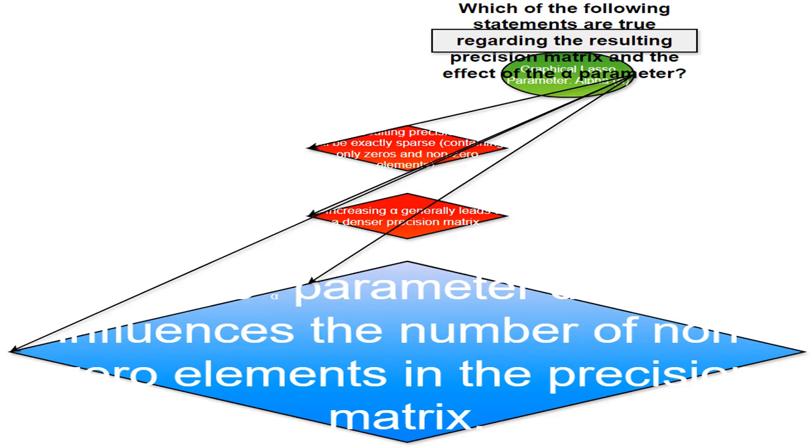This statement is also true, although not in a perfectly deterministic way. I want to emphasize that increasing alpha generally leads to a sparser matrix, fewer non-zero elements, which is the desired effect of regularization. But the precise number of zeros depends on both the data and the alpha value. It's not a one-to-one correspondence. We can still say there's a direct relationship between alpha and sparsity.